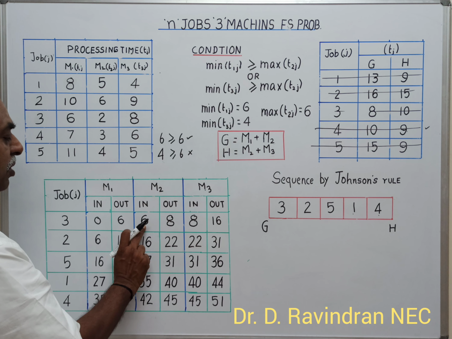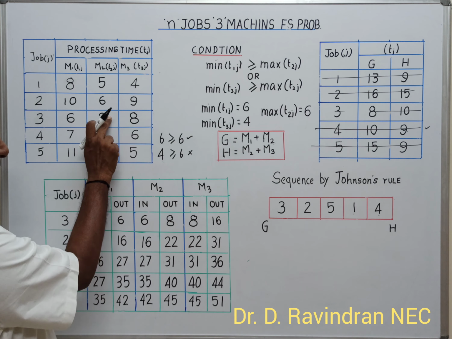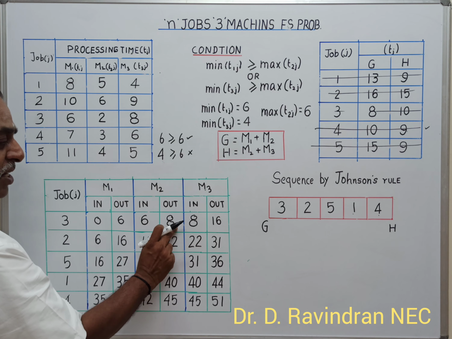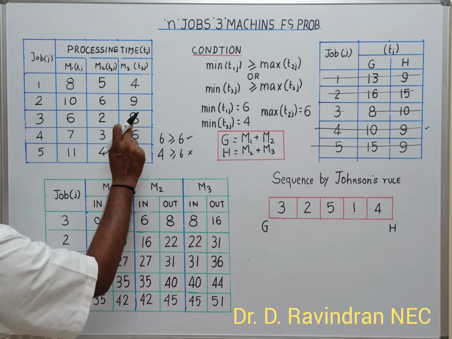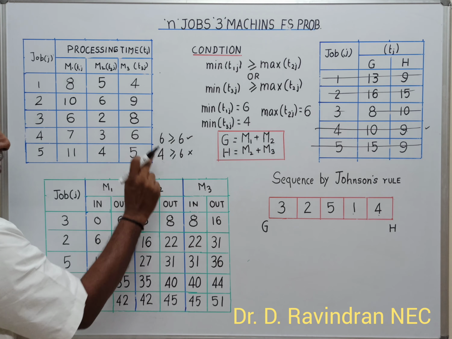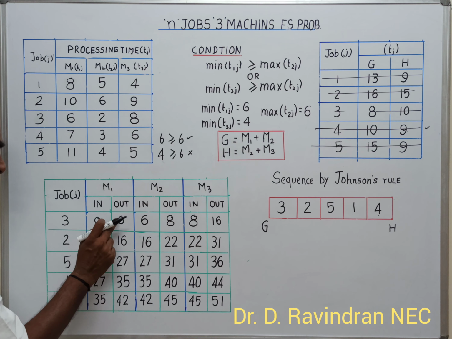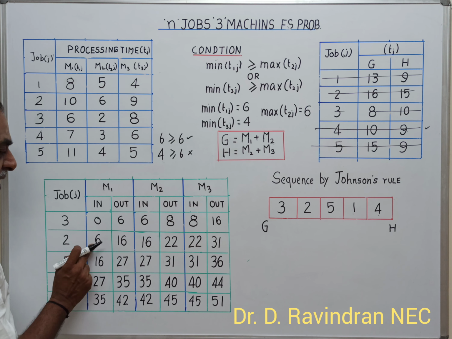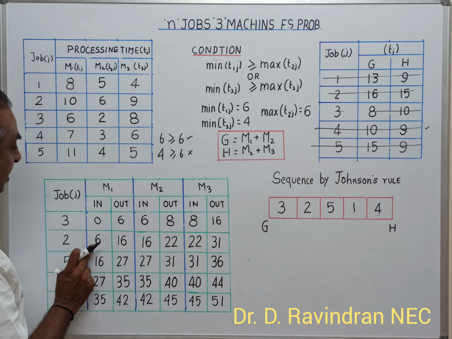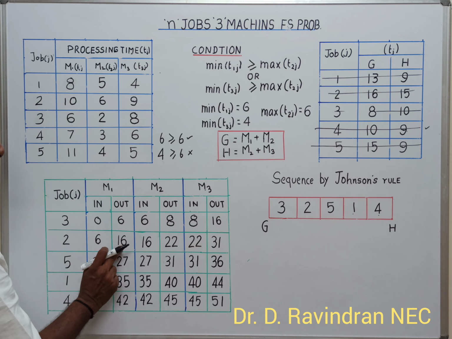Now it can enter machine M2 at 6 hours. There it is going to be processed for 2 hours. So 6 plus 2 will become 8. At the 8th hour it is going to enter machine M3. There it is going to be processed for 8 hours. So 8 plus 8 is 16. Now after machine 1 completes the third job at 6 hours, immediately we can feed the second job. So the second job can enter machine 1 at time 6 where it is going to be processed for 10 hours. So 6 plus 10 is 16.